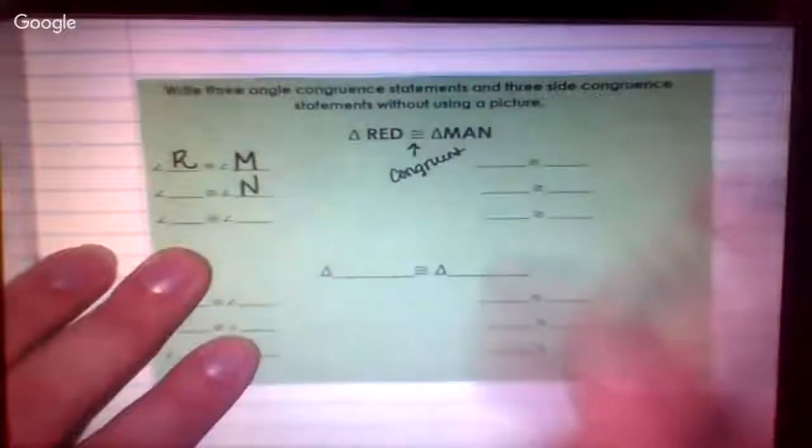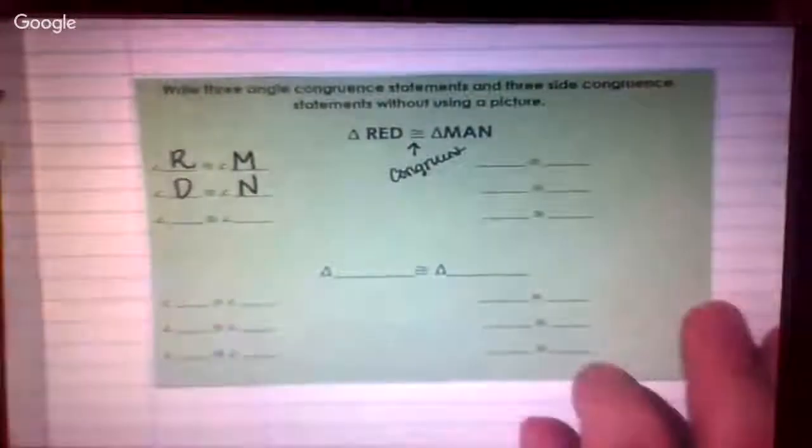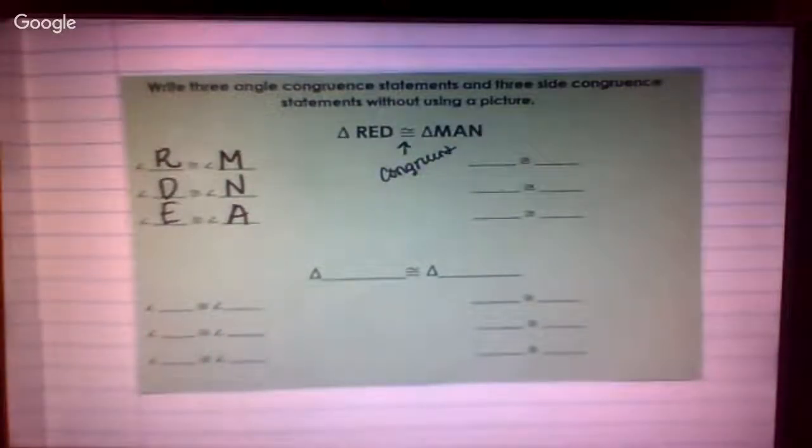If I give you angle N, that's congruent to angle D. And if I give you angle E, it's congruent to A.